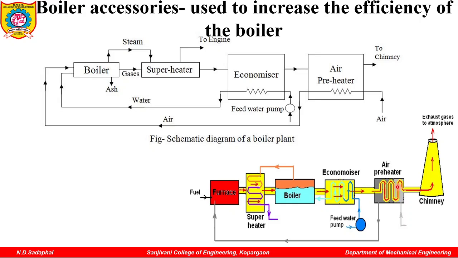Now next is the air preheater. The air preheater is mounted between the chimney and the economizer. Now what will this air preheater do? Now you can see here, the air preheater will extract the heat from hot flue gases which are passing from the chimney to the atmosphere. Then that heat is supplied to the furnace again.